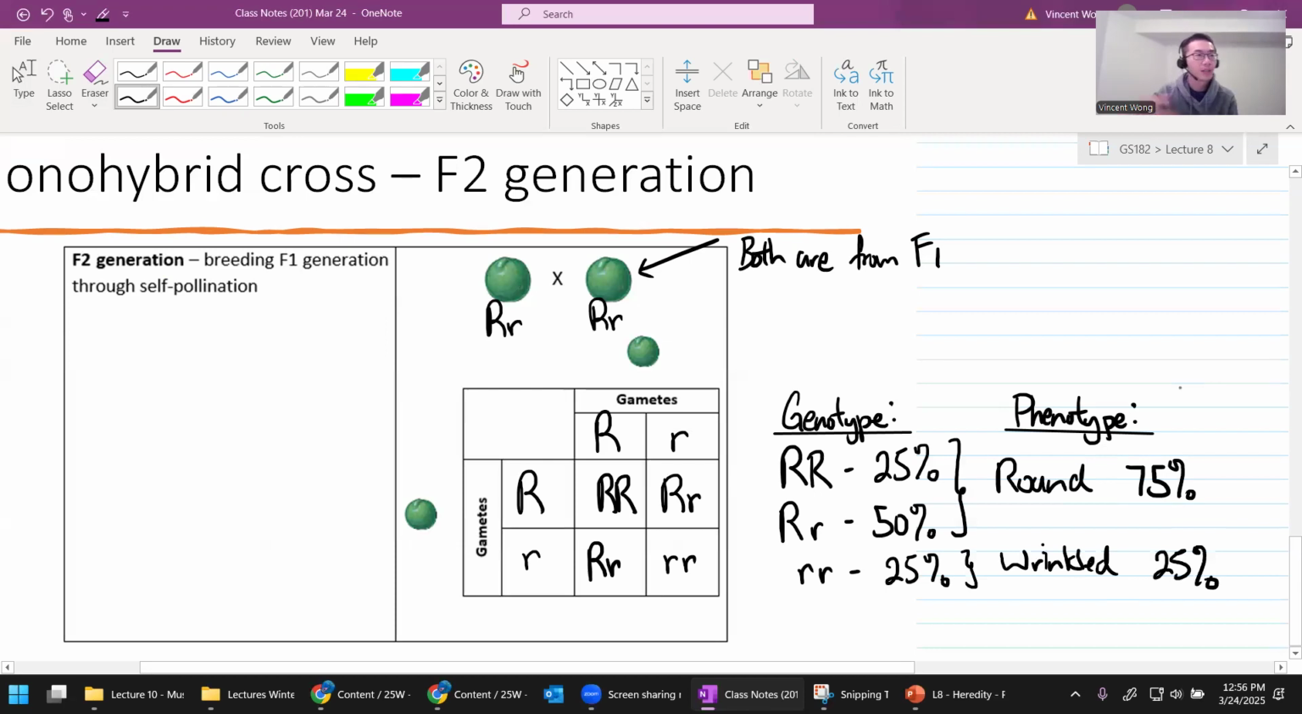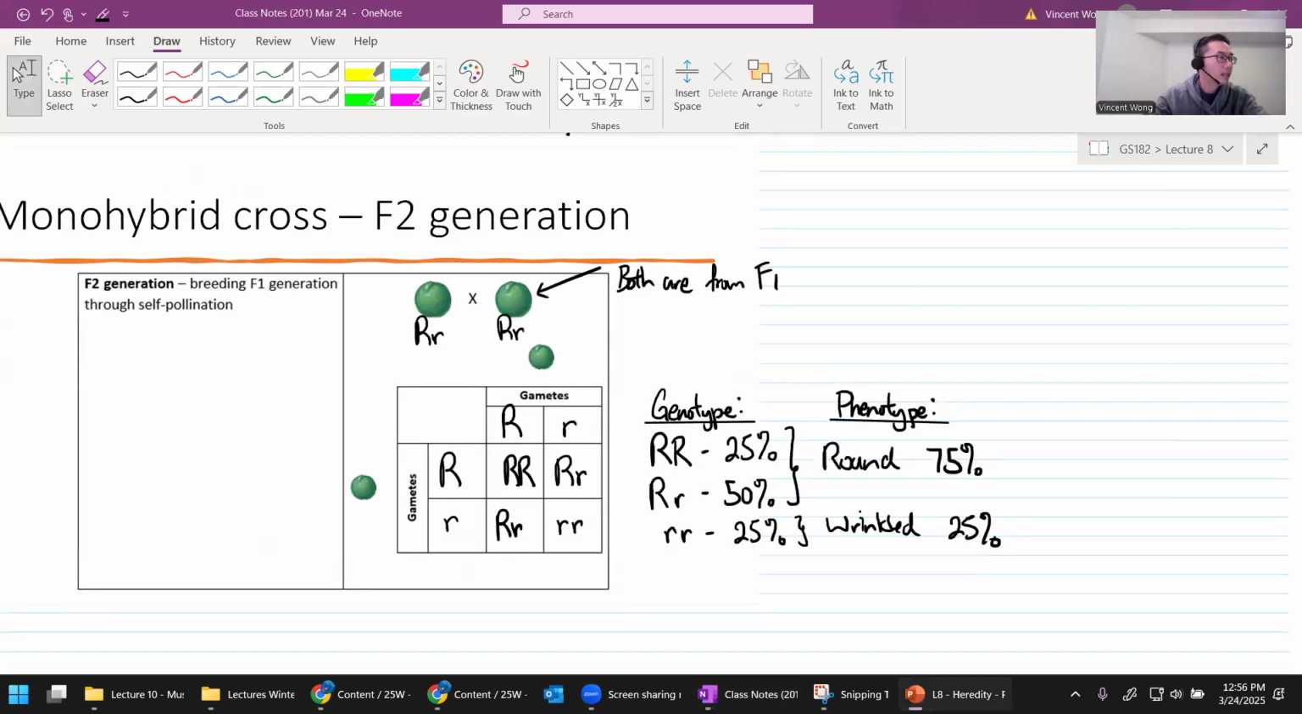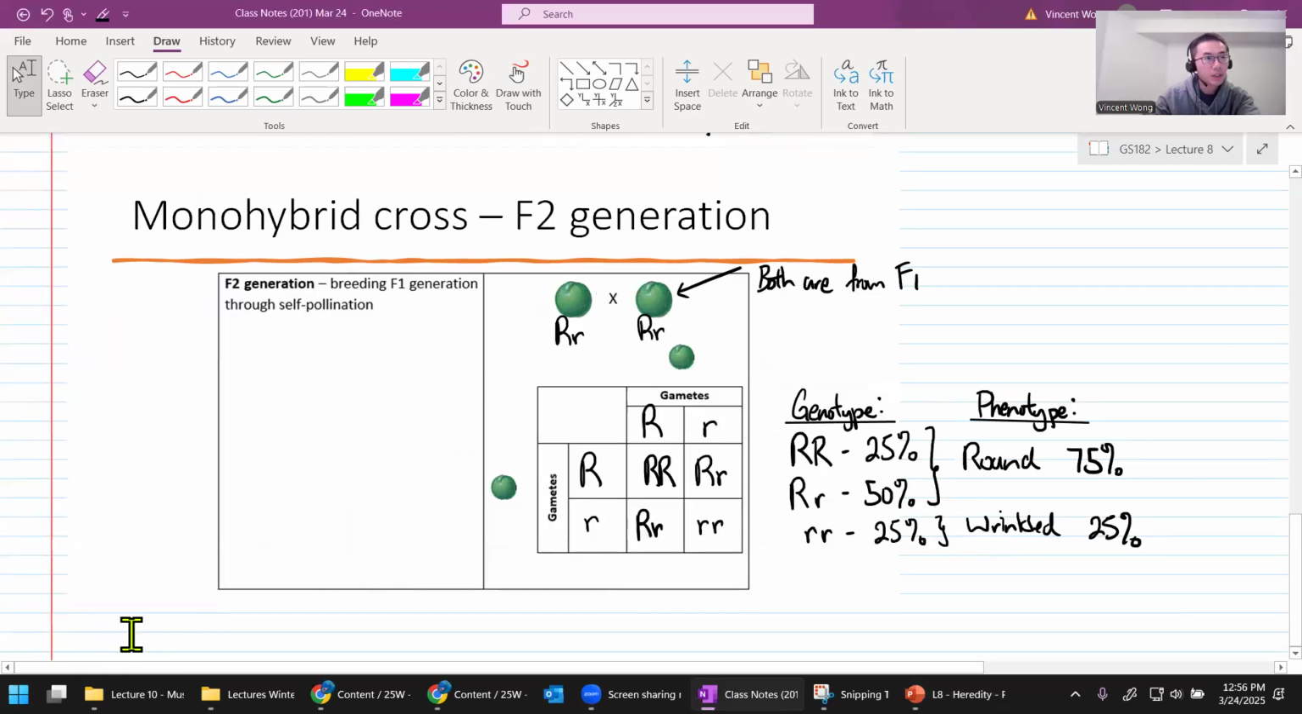Okay? Not brown. This is wrinkle and round. It's not always the brown or blue, right? This is talking about different traits, so please be careful. But I think you get the right idea. Okay, we'll do a few more examples. And hopefully you will get it.